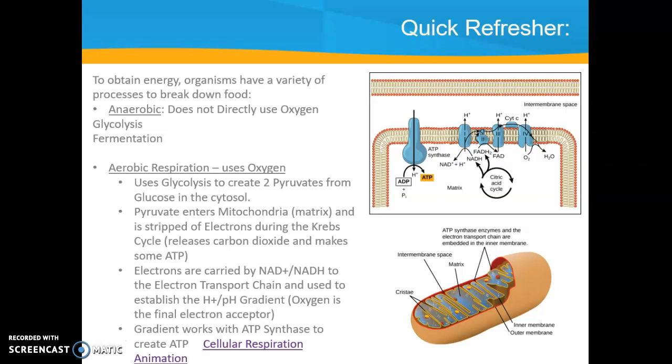The video linked at the bottom shows you that again. So I would pause the video here, watch that quick little clip, and then we will take a look at our AP question.